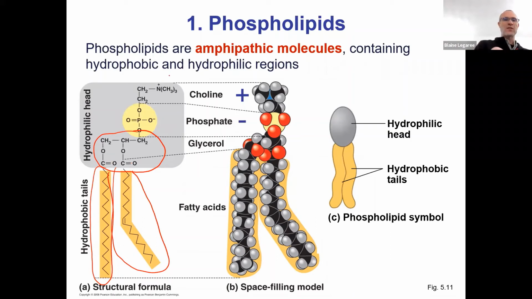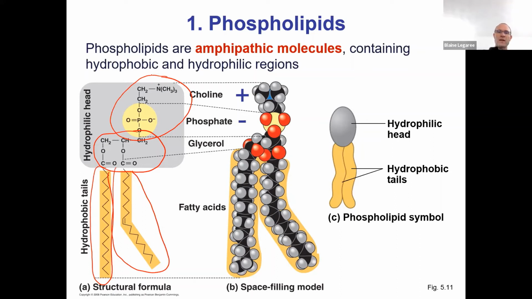Instead, we have this phosphate group. In fact, this here is phosphatidylcholine, and there's different phosphate groups. There's phosphatidylserine, and there's a whole bunch of them anyway. So look for that phosphate. That's always a clue that you have a phospholipid.